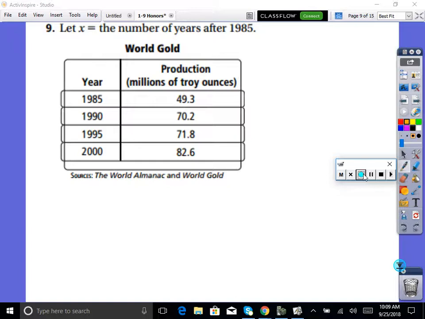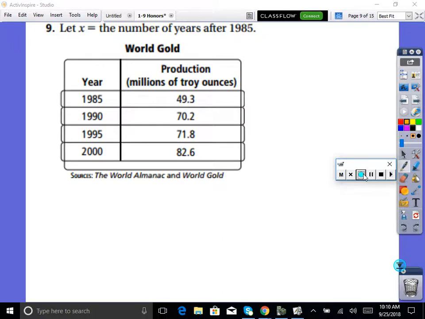Okay, so for example, this company produces gold. Now they have obviously kept records. So starting in year 1985, they made 49.3 millions of troy ounces. Troy ounces is how they measure gold. So 49.3 millions of troy ounces. In 1990, they had a production of 70.2. In 1995, 71.8. In 2000, 82.6 millions of troy ounces.